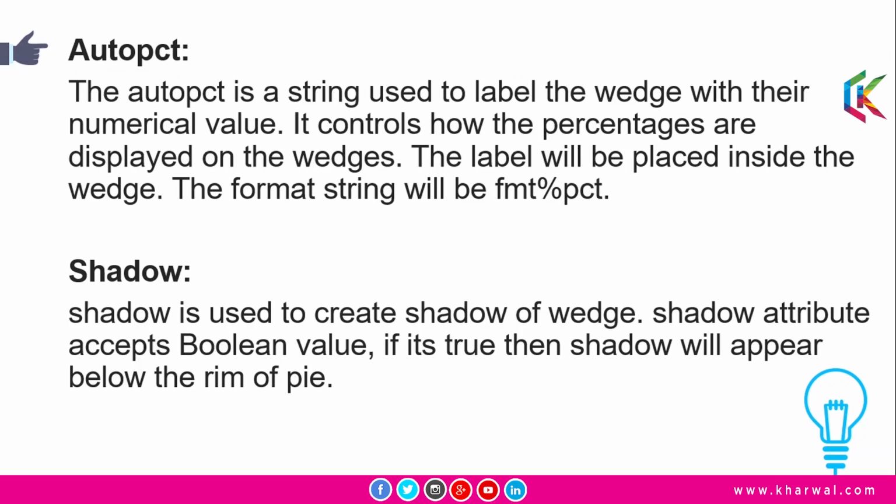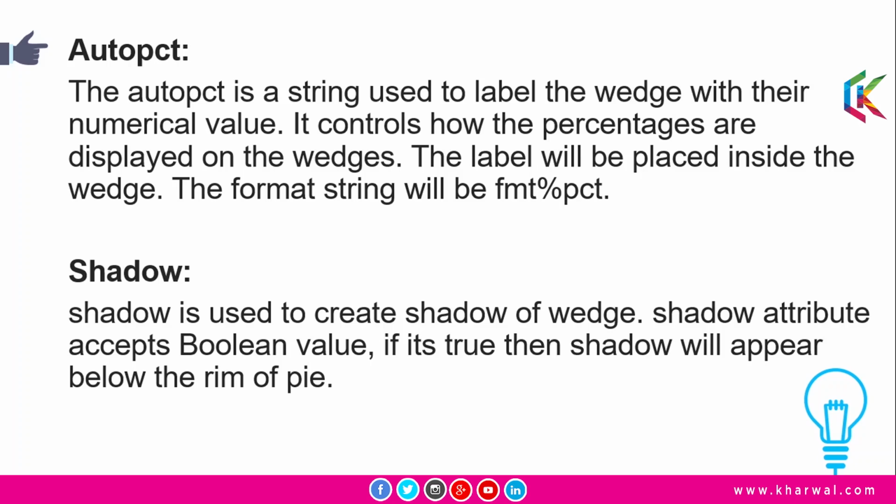The next parameter is autopct, and autopct is a string used to label the wedges with their numerical value, and it controls how the percentages are displayed on the wedges. The label will be placed inside the wedge and the format string will be fmt percent pct.